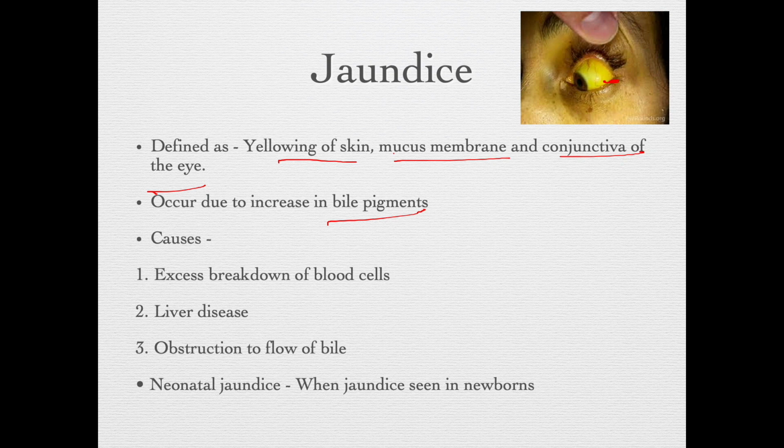These are the breakdown products of hemoglobin from dead RBCs, and so the causes of jaundice include an increase in the breakdown of blood cells. It also occurs in some liver diseases, as liver is the principal site of production of bile pigments. And finally, it can occur whenever there is an obstruction to the flow of bile. So to understand this, if bile flow is obstructed, it starts entering places which it is not supposed to, causing jaundice. Neonatal jaundice is a condition where jaundice is seen in the newborns.